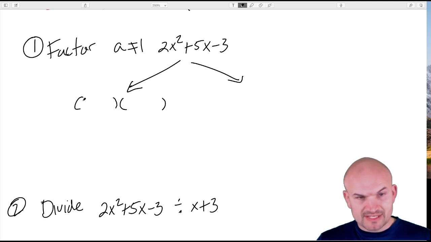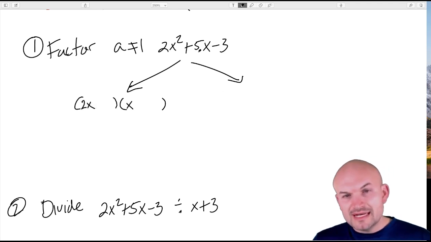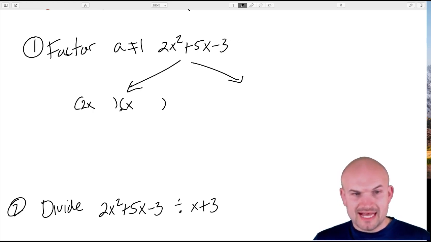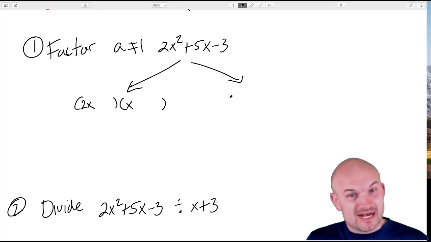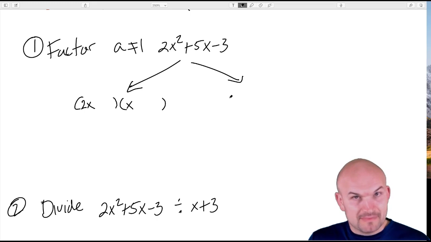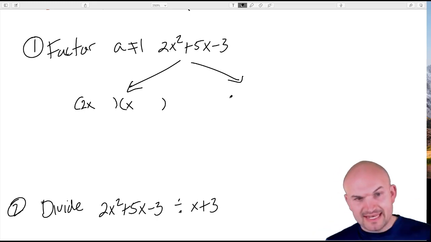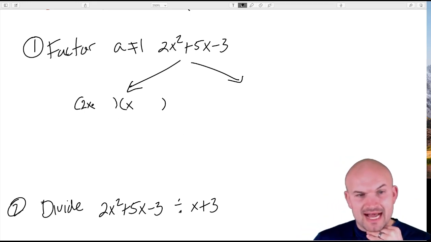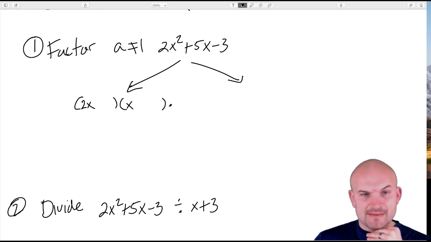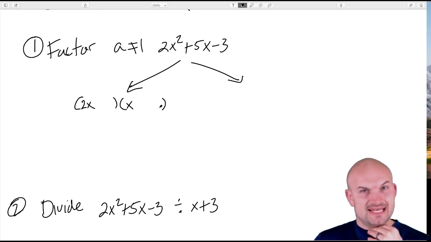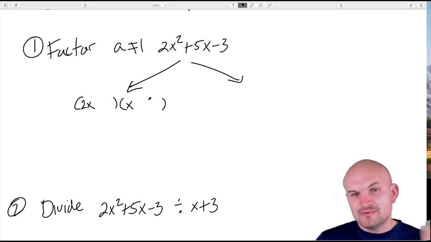Assuming that everything is going to be in integers here, that's going to be 2x and x. Now the last two numbers that I multiply in these two binomials are going to give me -3. So I really only have two options: -3 and +1, or +1 and -3. With a little thinking ahead, I can see that if I multiply 2x times 3, that's going to give me 6x, and then if I subtract 1x, that's going to give me 5x. And that's exactly what I'm going to need.